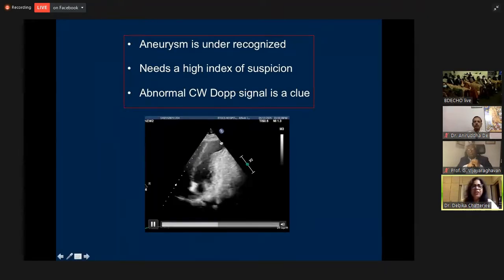And whenever we get a mid-cavity obstruction, we must look for the clue in the CW Doppler signal, where we might get a diastolic signal, an abnormal signal during the early diastole, which is a clue to the presence of aneurysm in this type of cases.